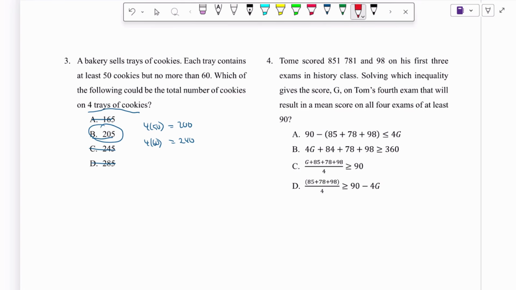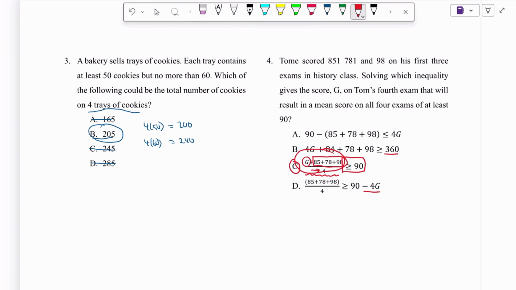If we take a look, this right away intrigues me. That means all of these scores right here have to be greater than or equal to 90. Taking a look, we don't know the 4th score. We have the 3 previous ones right here. It's being divided by 4 because that's how many exams he's taking. This right here is exactly how you find the average. Answer choice C.